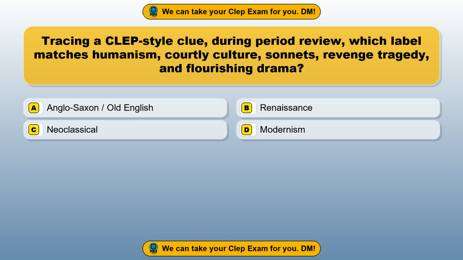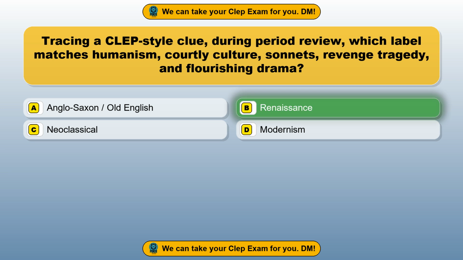Question 76. Tracing a CLEP-style clue during period review, which label matches humanism, courtly culture, sonnets, revenge tragedy, and flourishing drama? Option A, Anglo-Saxon/Old English. Option B, Renaissance. Option C, Neoclassical. Option D, Modernism. The correct answer is option B, Renaissance.